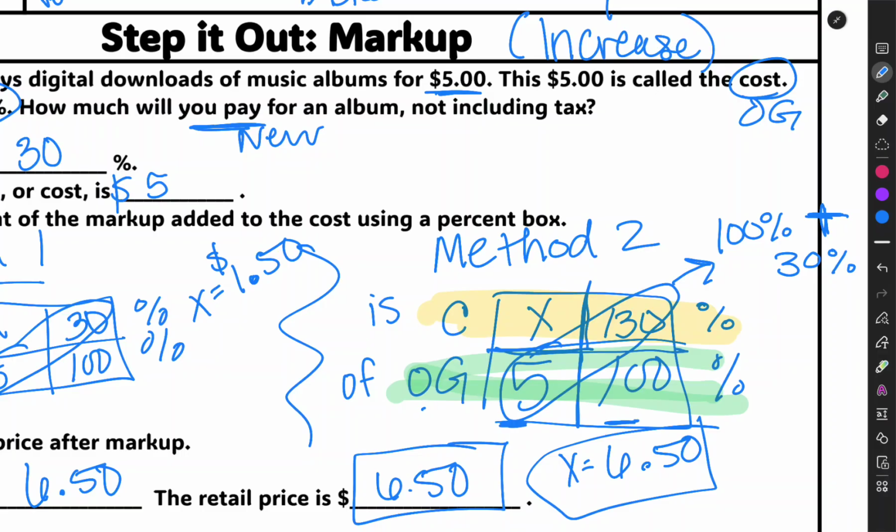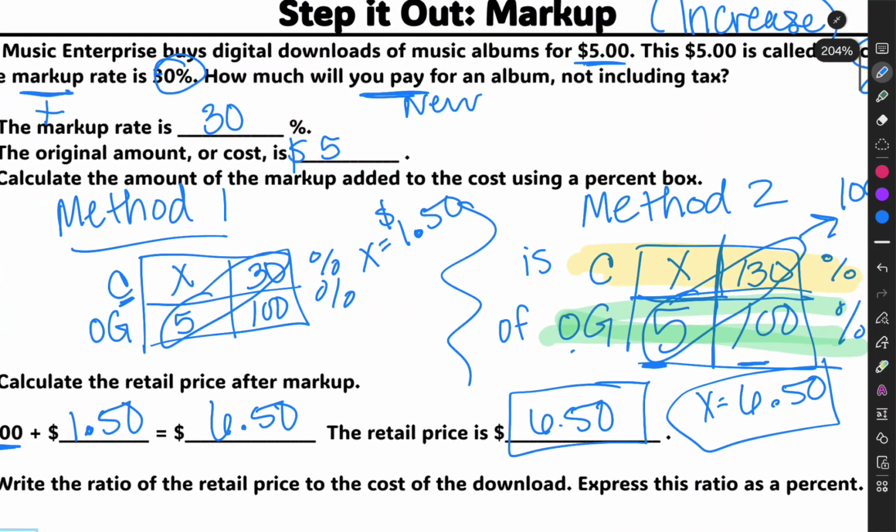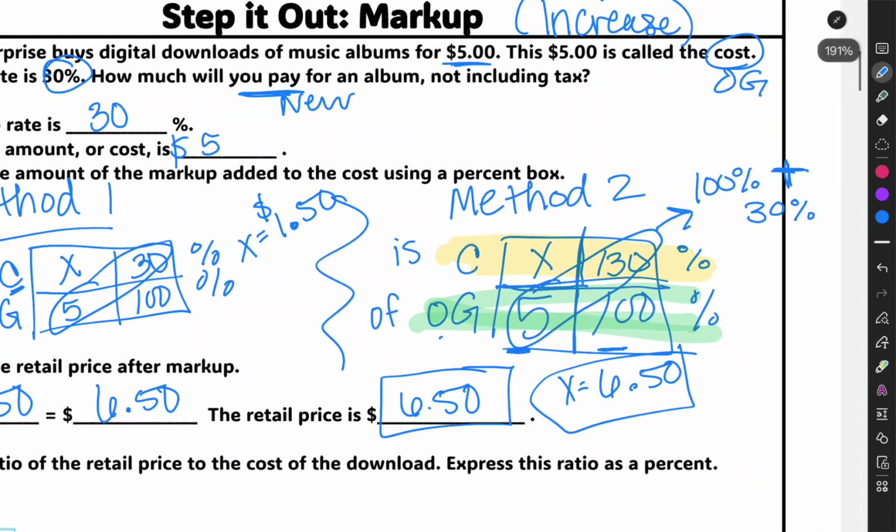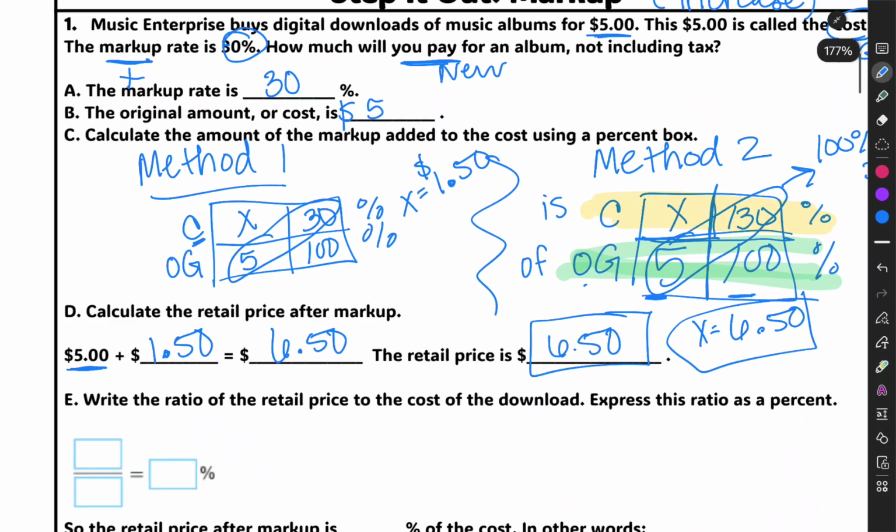And so basically what we've done here is, in method 1, we saved our addition and subtraction to the end, whereas in method 2, we did it at the very beginning. So it's just, when are you going to want to remember to add in the change?